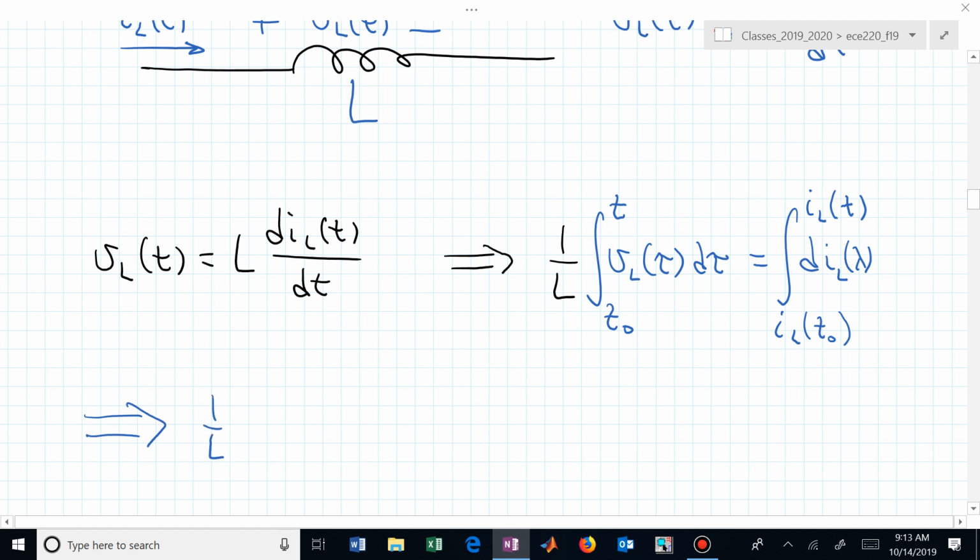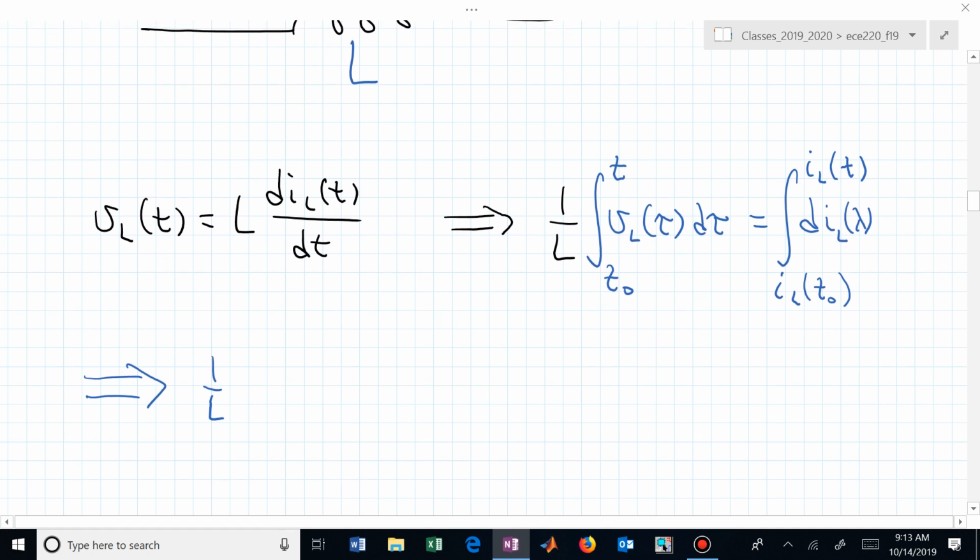Well, I just misspoke. I'll do that in a minute. Let me keep it the way it is. So now I have 1 over L, this integral from t0 to t, from some initial time t0 to the current time t, v sub L of a variable of integration, which I'm using tau, and now that's equal to this integral of di, which is I sub L of t minus I sub L of t sub 0.